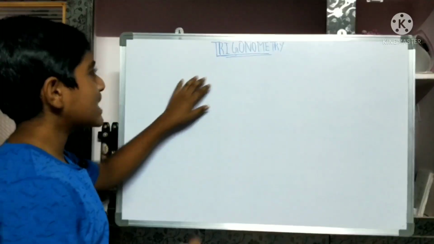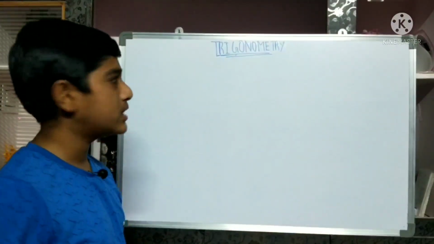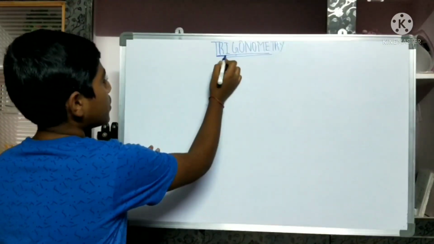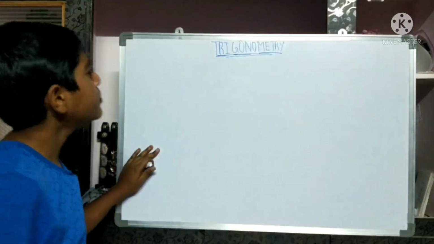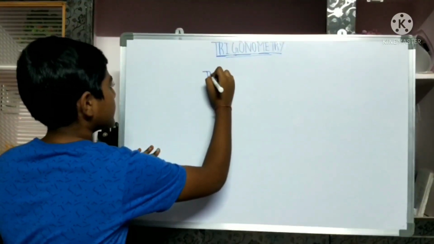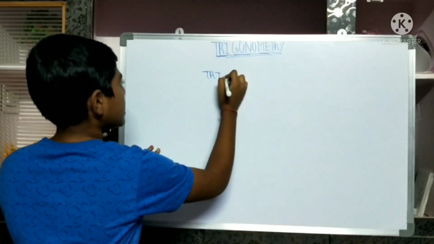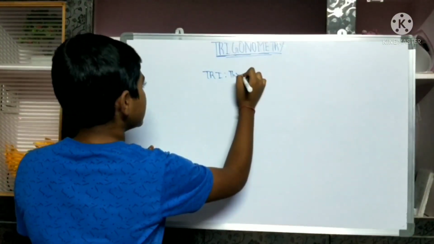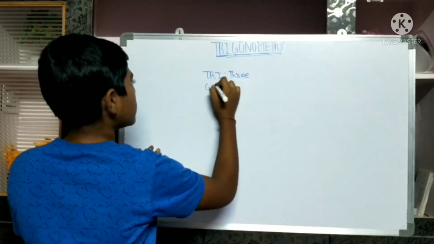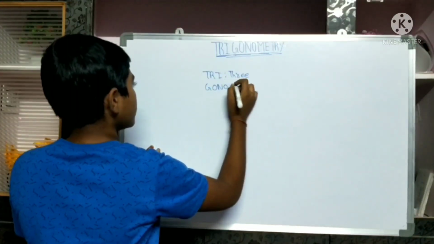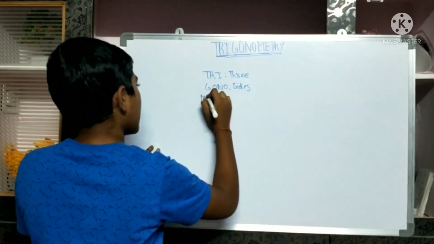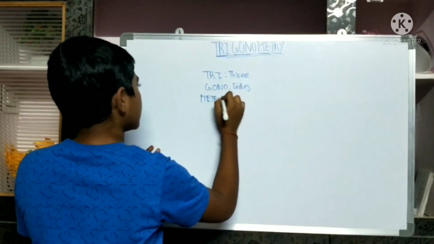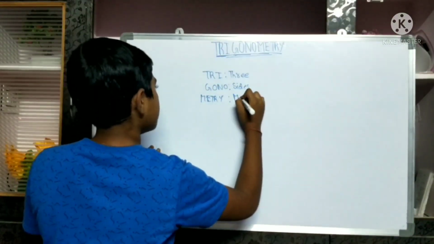The word trigonometry is made up of three Greek words: tri, gono, and metry. What is meant by tri? Tri in the sense 3. What is meant by gono? Gono in the sense sides. And metry in the sense measurements.